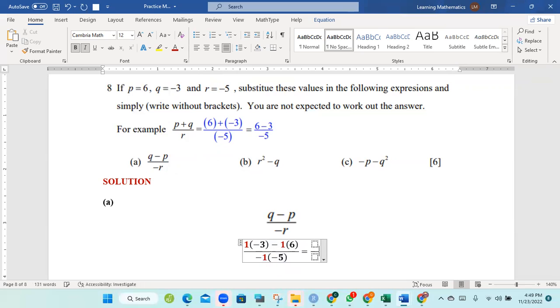So basically what we have in the numerator is 1 times -3 is -3. And a -1 times 6 is a -6. So we have -3 minus 6 in the numerator. Below here, we have a -1 times a -5. A negative times a negative is a positive. Basically, it is -3 minus 6 over 5.